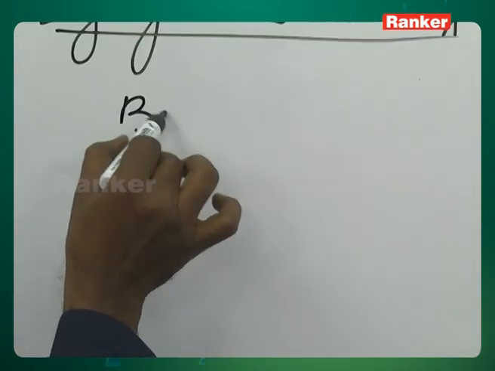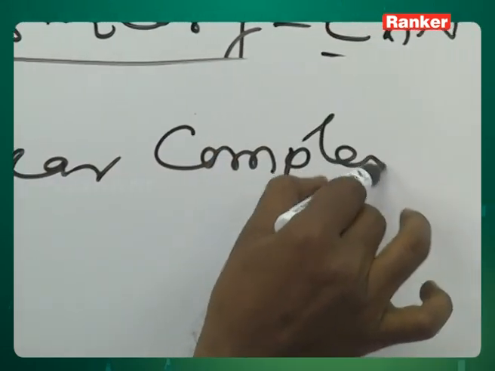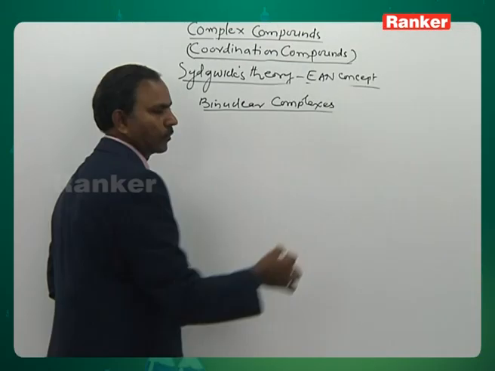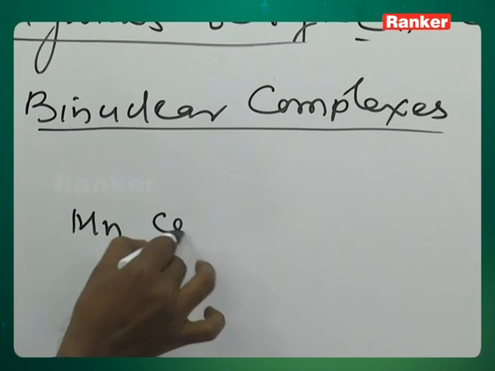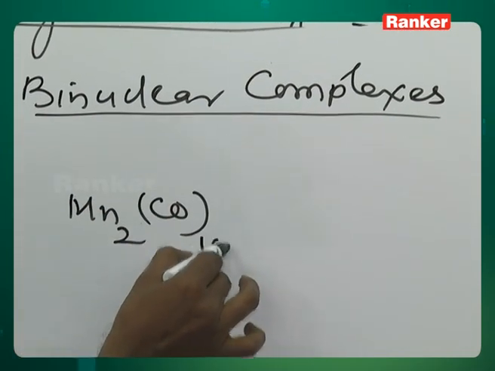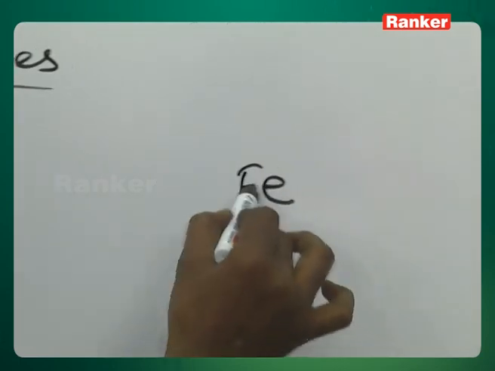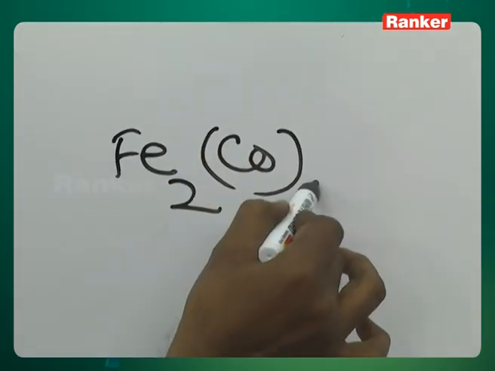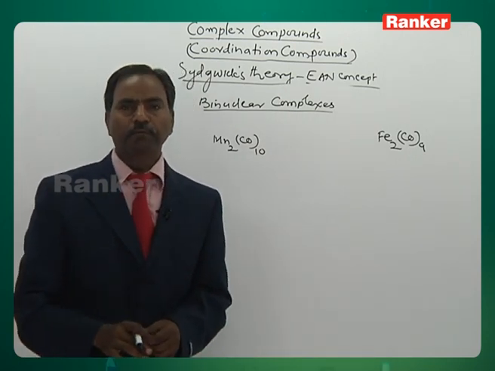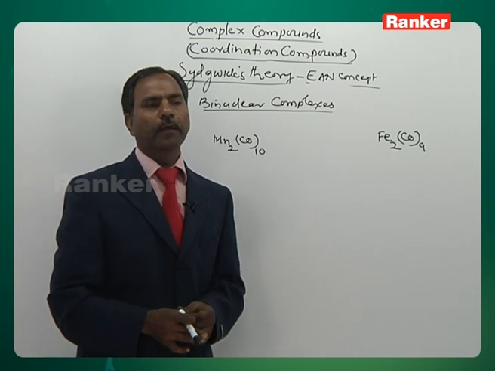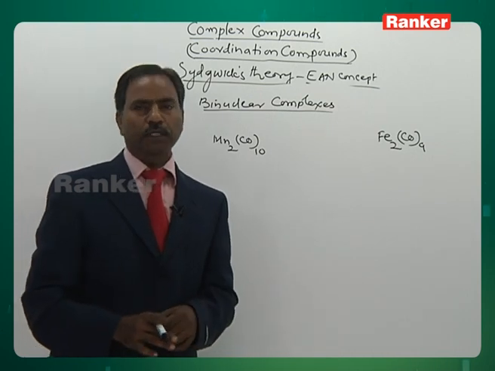Binuclear complexes. See, one binuclear complex I am writing on the board, Mn2(CO)10. One more complex let me write, Fe2(CO)9. Binuclear means wherever 2 metal atoms are there in a complex, that complex we can call a binuclear complex. But while calculating this EAN, we should know the structure of the complex.